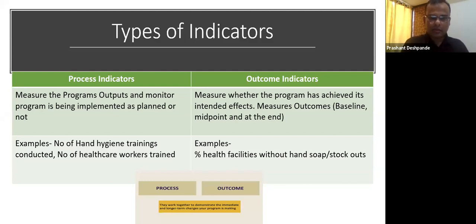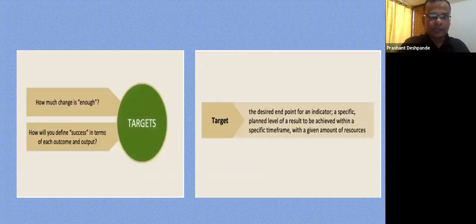But they are correlated to each other, and they work together to help us in a program setup. Then we come to targets. Now targets, as we have seen, is a benchmark or an endpoint for measuring an indicator and whether a planned activity has been achieved within a specific time frame with a given amount of resources or not.